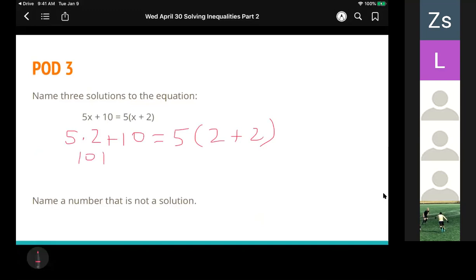This gives me 10 plus 10. This gives me 5 times 4, so 20 equals 20. So Poe says 2 and 2 works. He's right. Now Owen says 4.